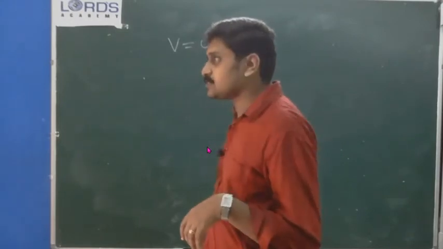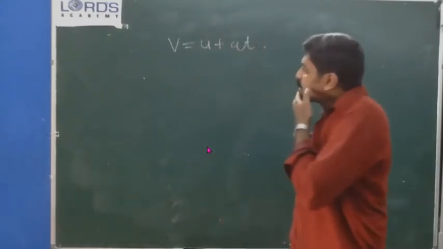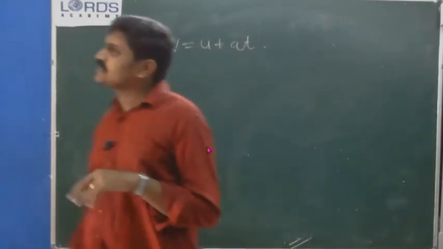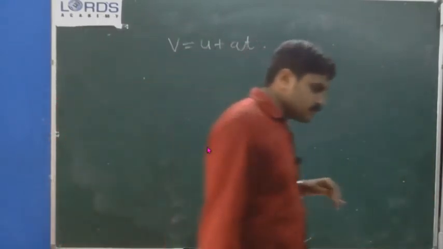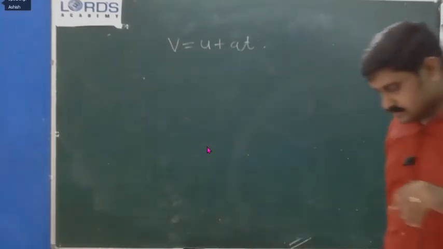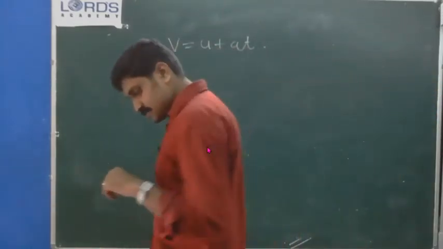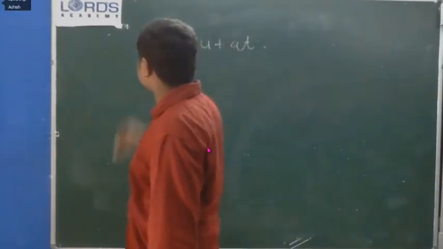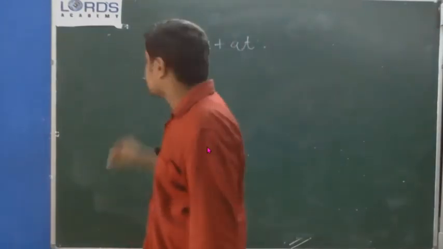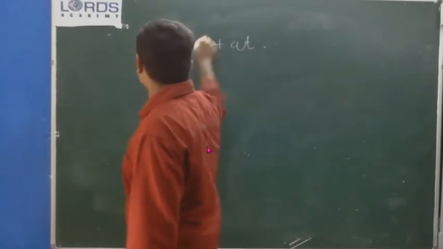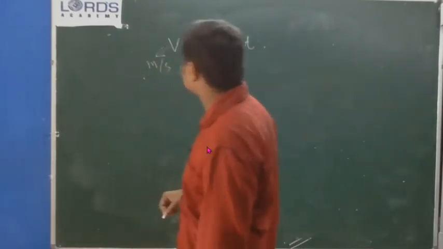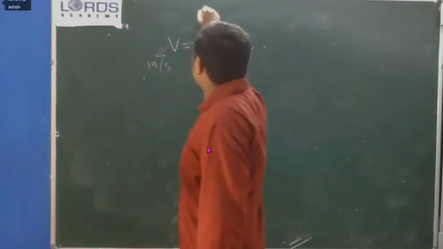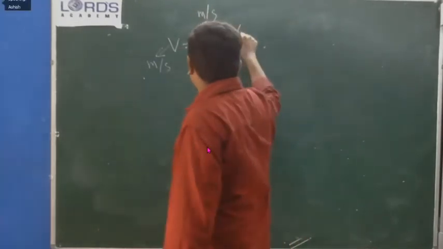Ashish, do you know what is the unit of V? V is defined as velocity. Are you sure? Yes. So what is the SI unit? Meter per second. What is U? What is the unit? Meter per second. Then, what is A?